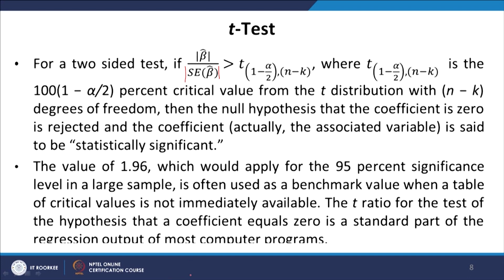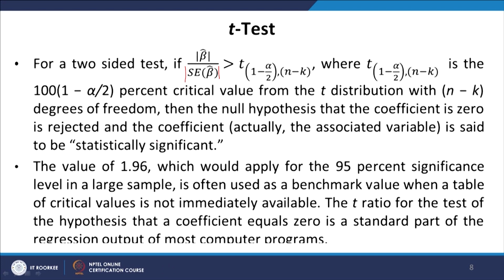If it is greater than t(1 minus alpha by 2, n minus k), where t(1 minus alpha by 2, n minus k) is the 100 multiplied by (1 minus alpha by 2)% critical value from the t distribution with n minus k degrees of freedom, then the null hypothesis that the coefficient is 0 is rejected and the coefficient, actually the associated variable, is said to be statistically significant.